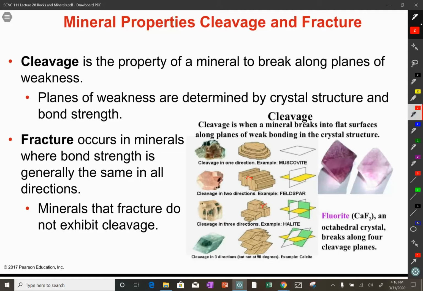And those aren't the only options. So here we have an example of fluorite, which has an octahedral crystal and breaks along 4 cleavage planes. So you can see the cleavage tells you a lot about the crystal. And if it won't cleave, then it fractures instead. Minerals that fracture don't exhibit cleavage. They just break however you break them.